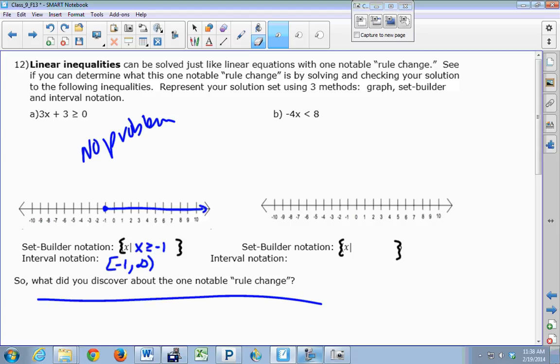Well, that doesn't work. So you take any value of x less than -2, like -5, for example, and you throw it in. -4 times -5 is 20. 20 is not less than 8. You have to reverse the direction of your inequality.